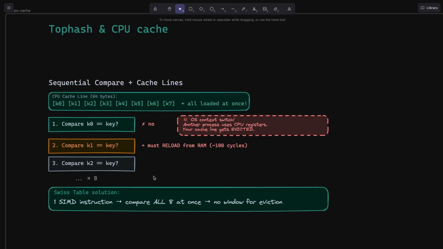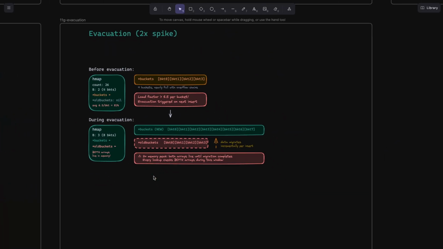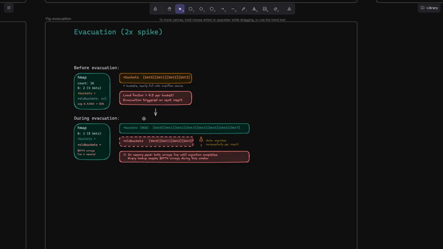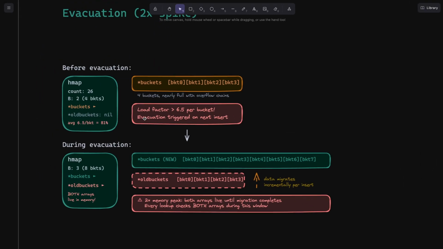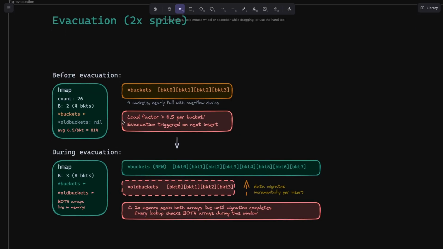What's the evacuation process? Maps don't stay small. Go watches the average number of elements per bucket, the load factor, and once it crosses about 6.5 elements per bucket, which is roughly 81% full, it grows. Growing means allocating a new bucket array with twice as many buckets and moving everything over, but Go doesn't move it all at once. That would freeze your program while it copies millions of entries. Instead it migrates incrementally, a few buckets at a time, one on each insert.